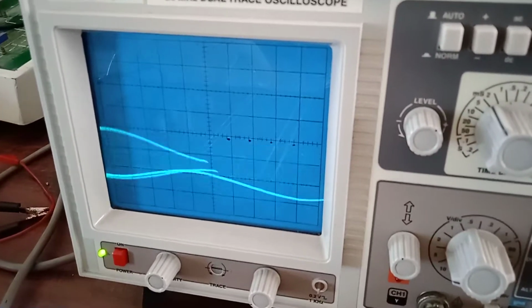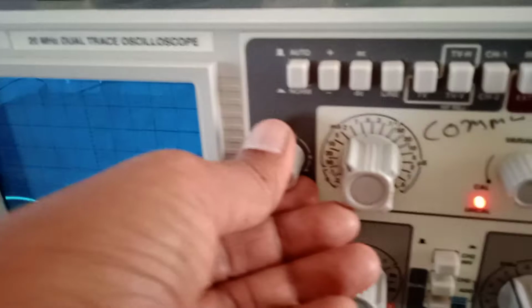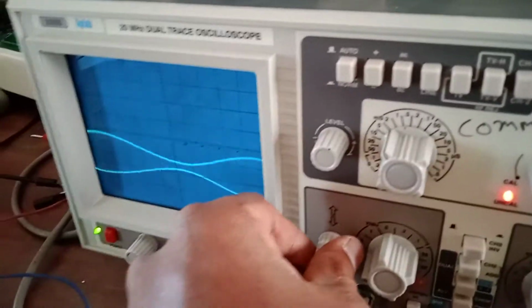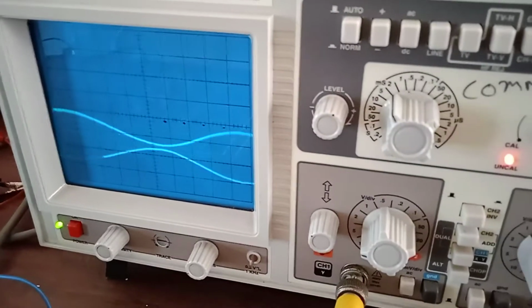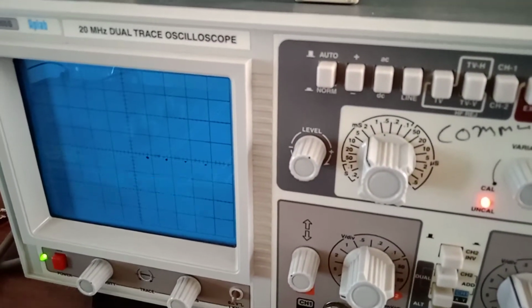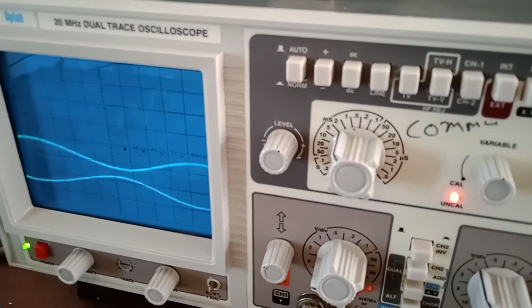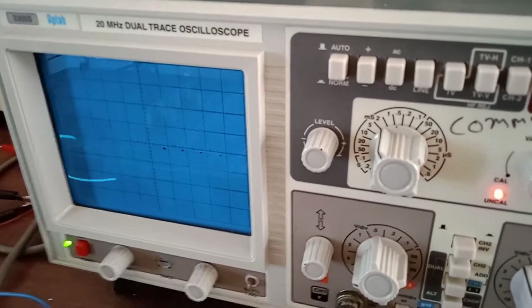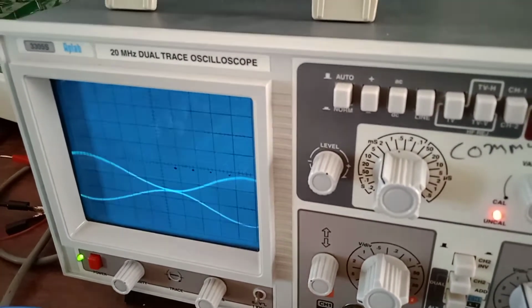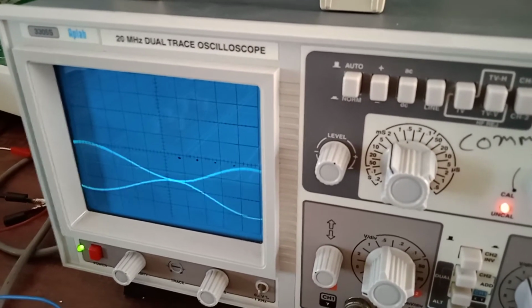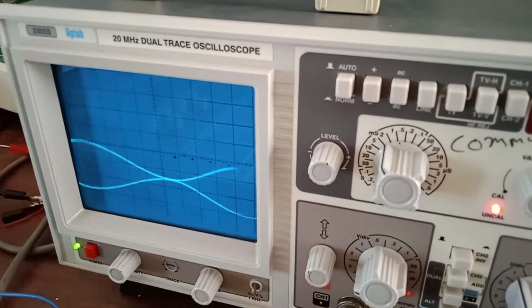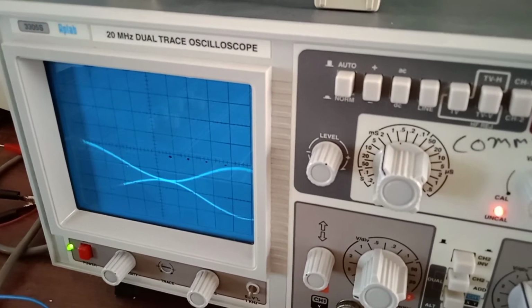This is the proper modulation, we can say. Sorry, this is under modulation, when M is less than 1. This is the under modulation case. Now this is called proper modulation, when M is equal to 1. What is M? M is the modulation index, the ratio of the modulating signal to the carrier signal.